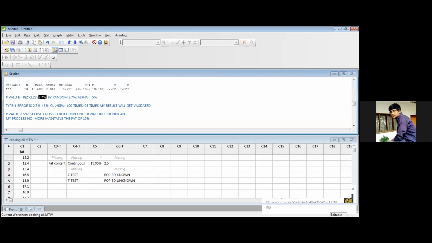But in any business hypothesis testing, 5% risk is allowed. That is what is called alpha. And when alpha is limited to 5%, your confidence level is 95%.